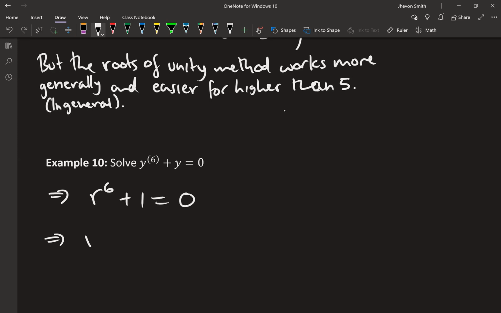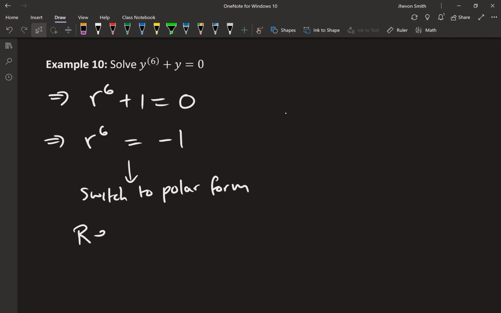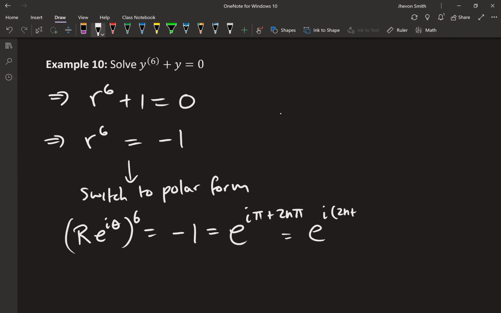This means I need r to the 6th equals minus 1. So now what I'm going to do is switch to polar form. Now I already have little r, so let's use big R. Big R e to the i theta to the 6th is going to be minus 1. But remember what my minus 1 is: e to the i pi gives us minus 1. And then I can add 2n pi to that, and it's going to give me the same thing. So this is e to the i (2n plus 1) pi.